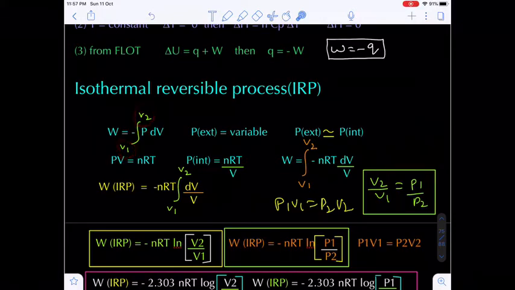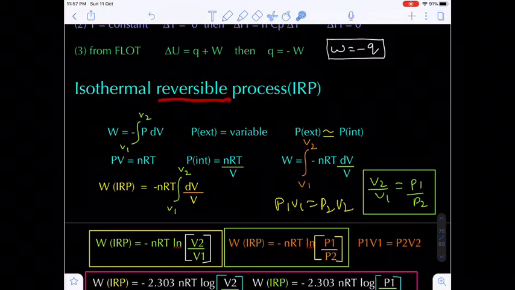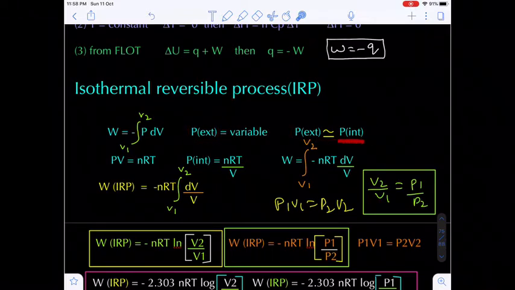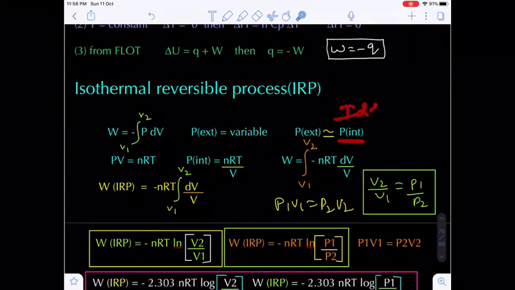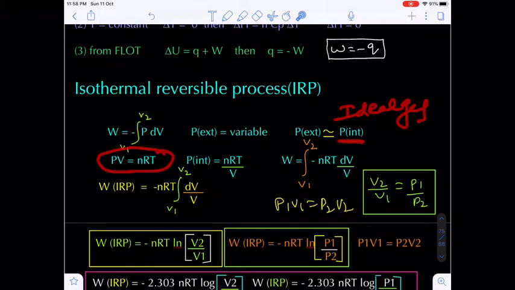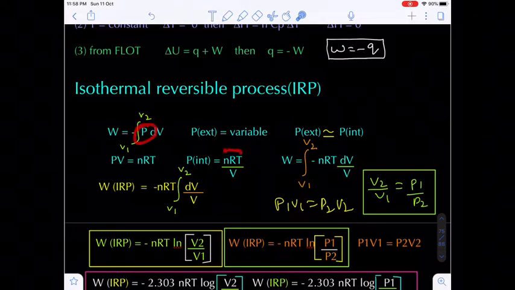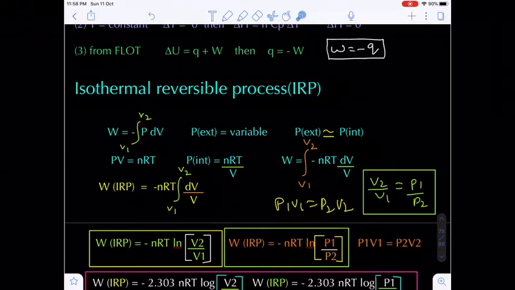Now in a reversible process, the P external value is variable, and P external will be almost equal to P internal. P internal is nothing but the pressure of the ideal gas. So what is the ideal gas expression? PV is equal to nRT. From here, the pressure of the ideal gas is P equal to nRT by V. This will be the internal pressure of the ideal gas. So instead of pressure, I am writing in terms of volume, that will be nRT by V.